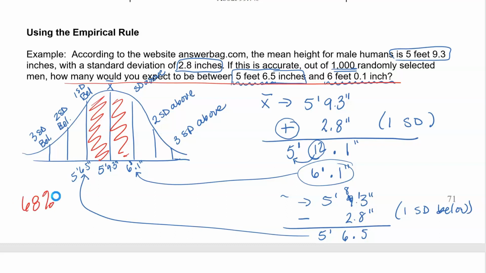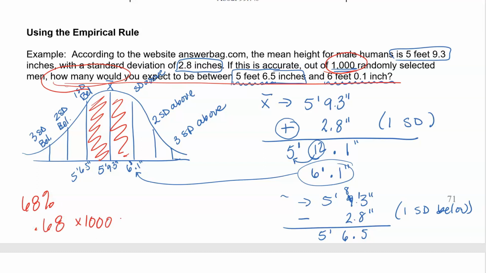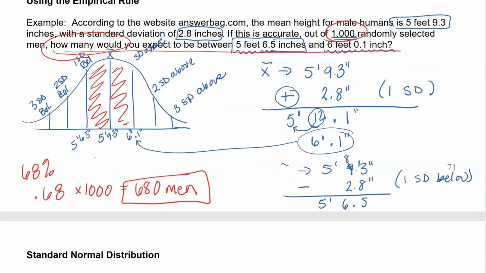Now you have to be careful and look at what the question is asking specifically. Sometimes they ask for percentages and sometimes we want the actual number. So going back to the question, it says how many would you expect? It doesn't say anything about a percent. So this means that we want to know the actual number of people. And if there were 1,000 people selected, then you're going to take 68% of that 1,000. So it's going to be 0.68 times 1,000 people, and that leaves us with 680 men. So there are 680 men out of 1,000 that are going to be between 5 foot 6.5 inches and 6 feet 0.1 inch.